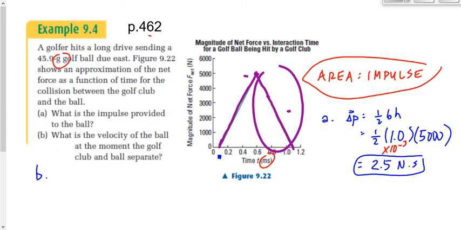The reason you want to follow through, think about this, is to maintain contact of the club with the ball for a longer period of time, which is going to give you, if I increase the amount of time here, more impulse. And more impulse makes the ball go faster and farther, right? Typically, at least. You don't always want the ball to go faster and farther, but typically that's what you want to do. Same with a baseball bat, or a hockey stick, if you're taking a slap shot.